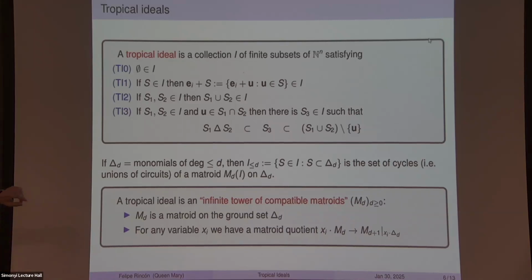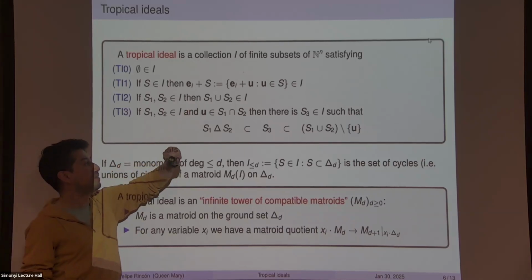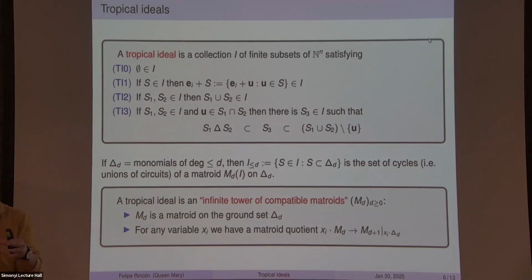Generated as, if you fix a finite collection of subsets and you take all unions of them, you won't be able to find just finitely many subsets that generate the whole ideal. Because of this elimination axiom, there needs to be some way of eliminating.